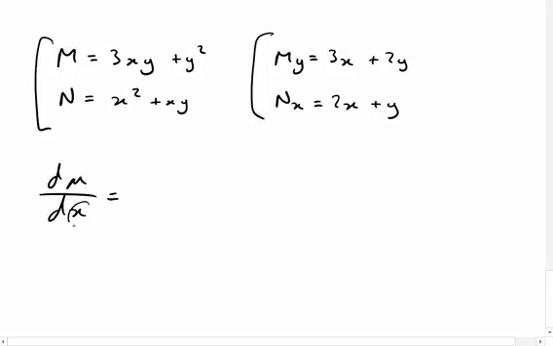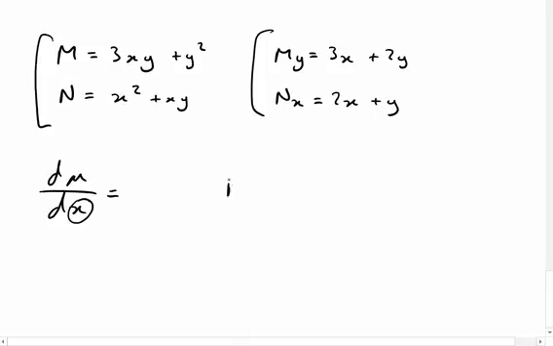I look at what I'm differentiating with respect to, and that tells me what the second term on the numerator is going to be. I'm differentiating with respect to x, so my second term must be n with respect to x. My first term then must be m with respect to y. Again, look at my second term. What's going to be on the denominator? It must be n. And then I'm just multiplying that by mu.